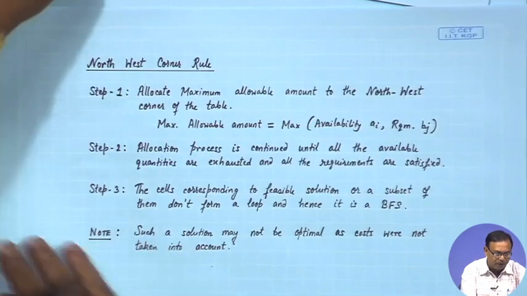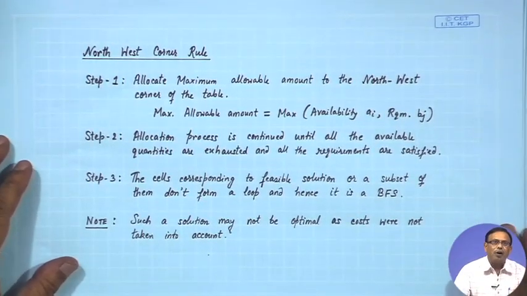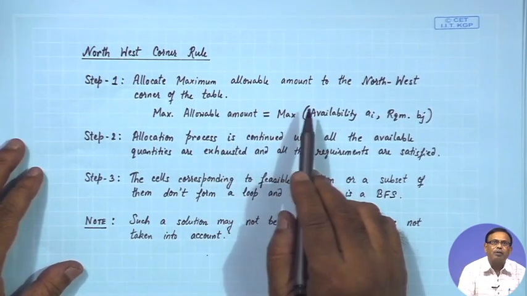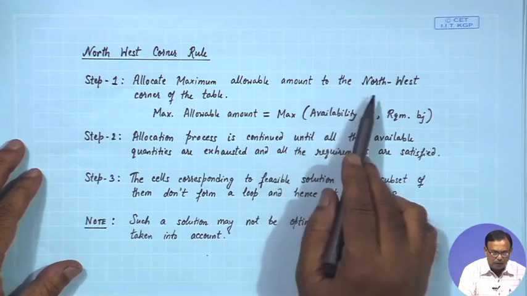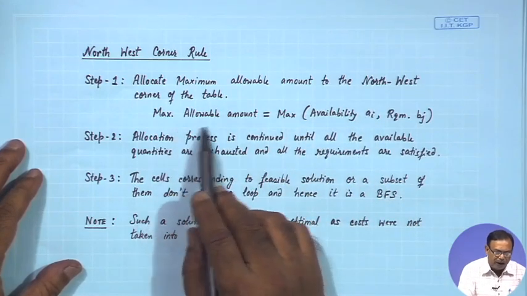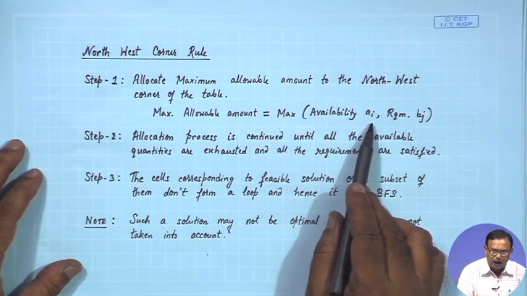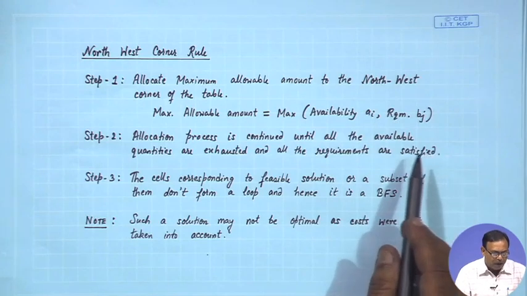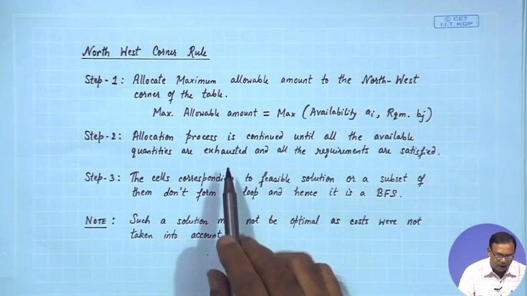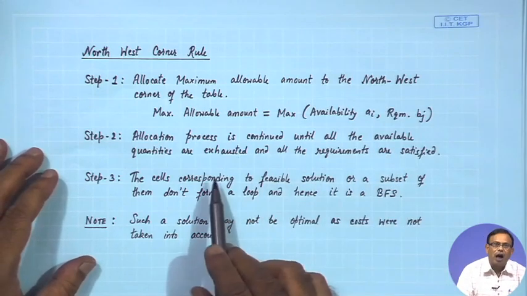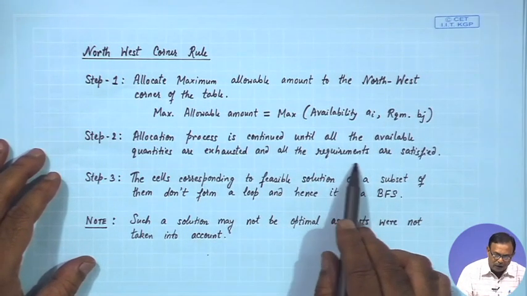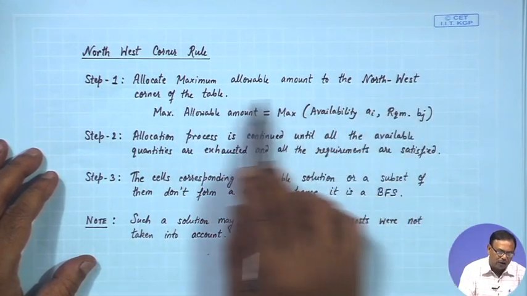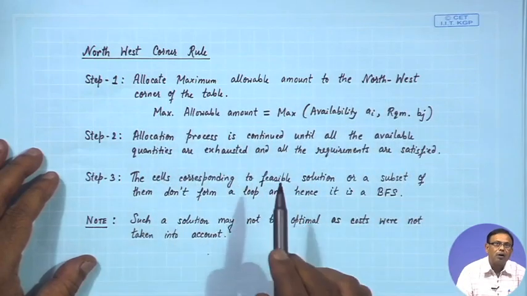Let us see the first problem, first method, which we call the northwest corner rule. In the northwest corner rule, what we do? Allocate the maximum allowable amount to the northwest corner of the table. That is, maximum allowable amount equals the minimum of availability A_i and requirement B_j. In step 2, the allocation process is continued until all the available quantities are exhausted and all the requirements are satisfied. So, we are allocating the maximum available amount to the northwest corner of the table.